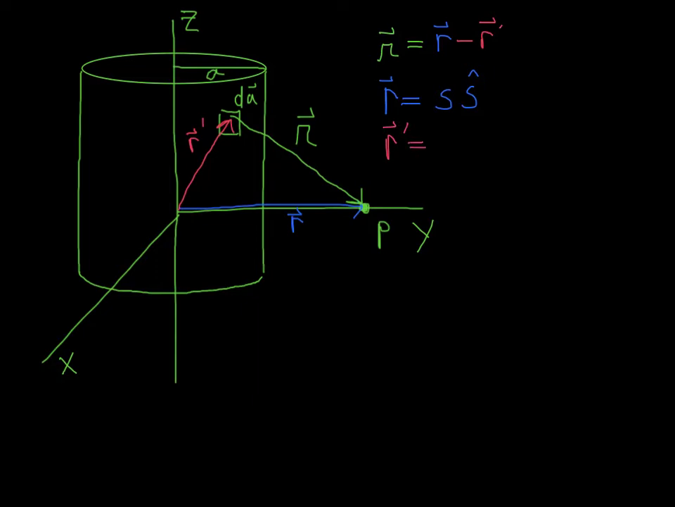This one it's not a generic point in cylindrical coordinates because we're restricted on the surface of the cylinder, so that's going to be a s hat prime. Okay, notice the difference. Plus z prime z hat. All right, and now for our script R.